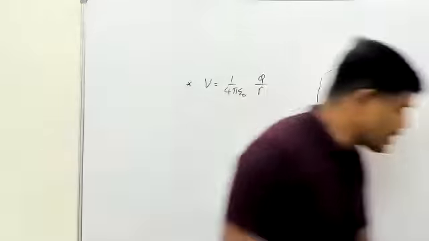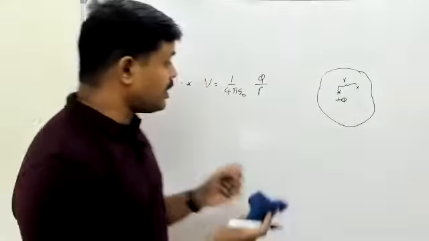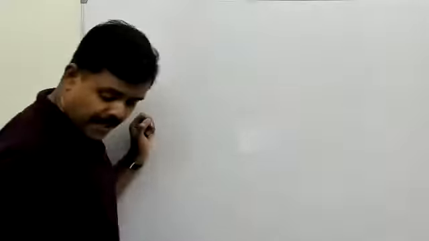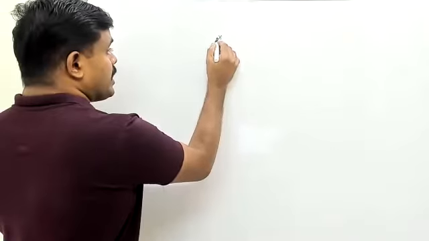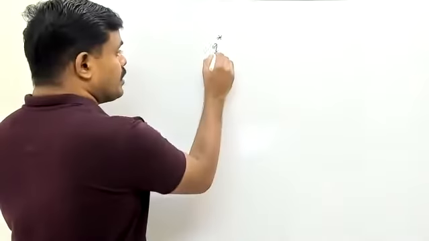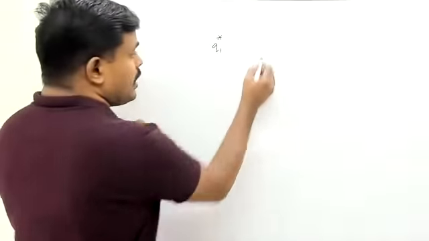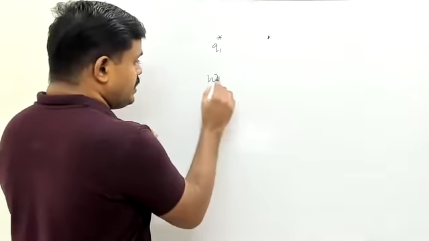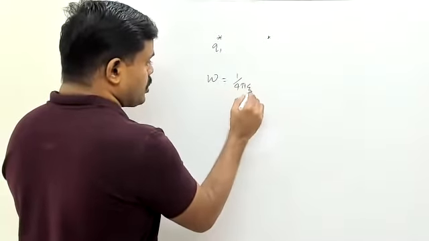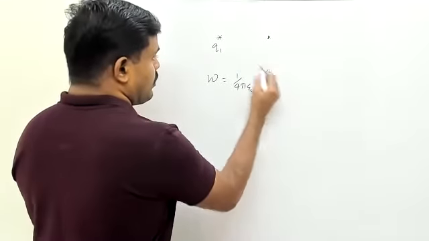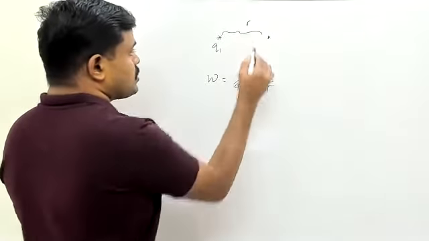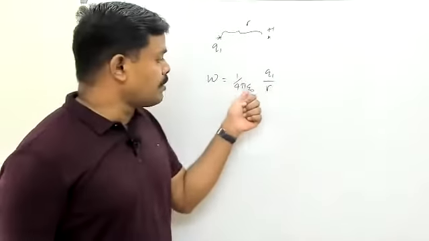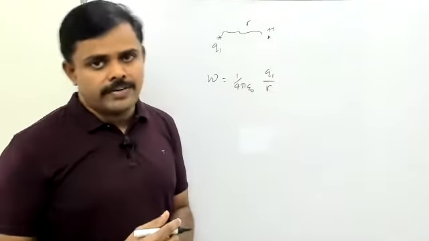Now what is potential energy? I'll tell you something about potential energy now. This is the equation for potential. See this. I have a charged particle here. This is Q1, right? And I'm bringing a charge plus 1 coulomb here. What is the work done for it? The work done is 1 by 4 pi epsilon 0 into Q1 over R. So if I bring plus 1 coulomb here, the work done is 1 by 4 pi epsilon 0 into Q1 divided by R.